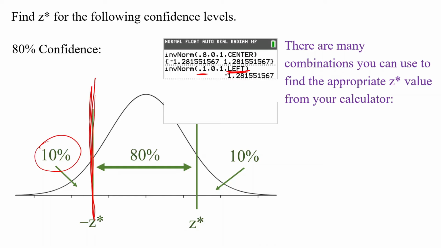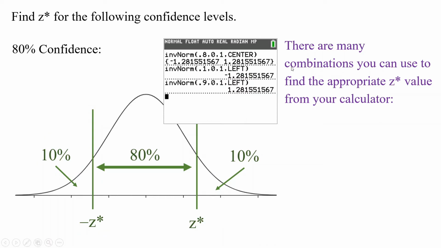That's the question you're asking your calculator. What value is this so that 10% is to the left? And your calculator returns negative 1.28, etc. And that is another way to find your Z star value. Okay? And that's what you'll see me use a lot of the times in class, since a lot of the class sets don't have the CE.